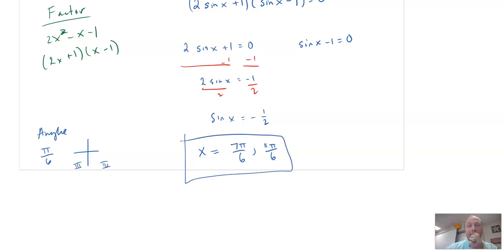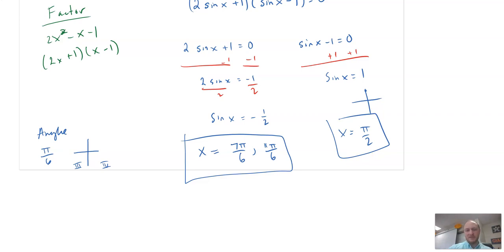Okay, and if I'm going to solve the second part, I'll add 1. So sine of x is equal to 1. Okay, where is sine of x equal to 1? And for the quadrantals, drawing a picture sometimes helps, right? My y value is 1 up there. Okay, so x is equal to pi halves. There you have it. That's it.